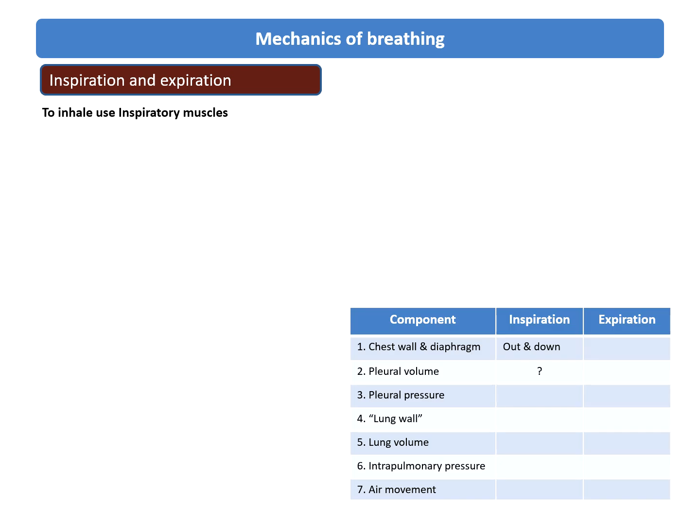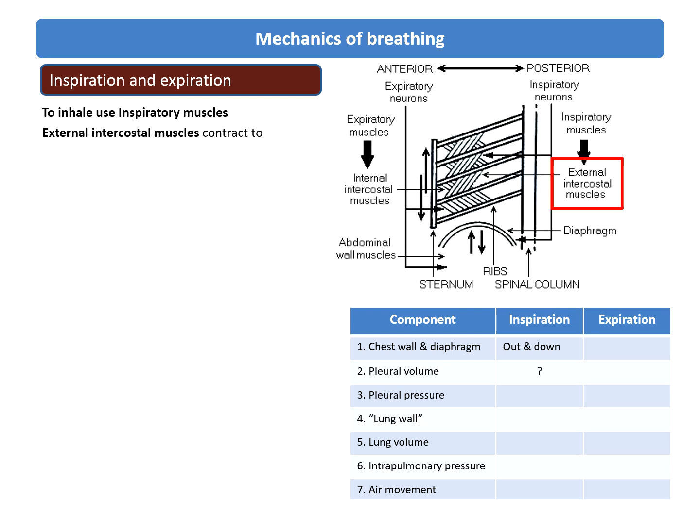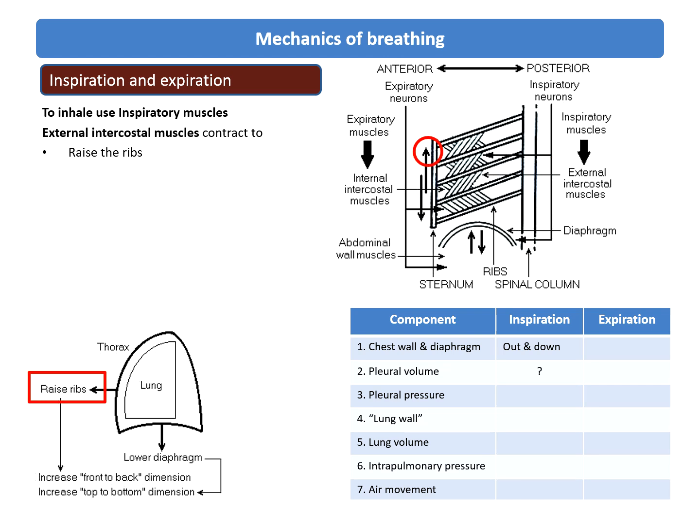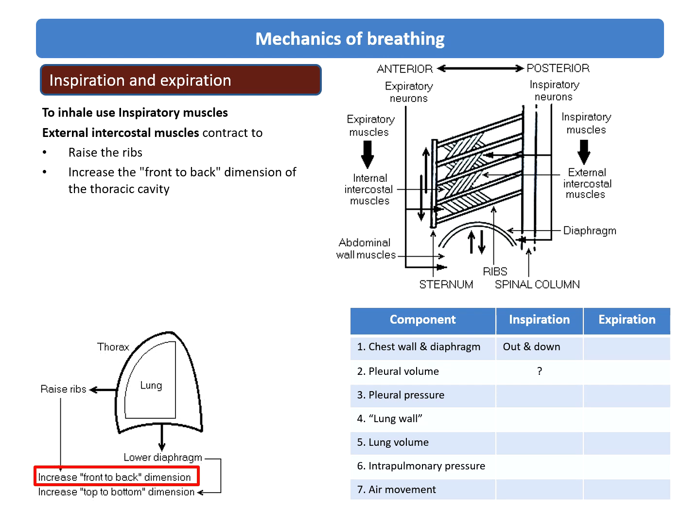Here's a table showing the steps involved in breathing. Now, this is quite a bit artificial because you don't really do it step by step. It's all one continuous motion. This will help you understand certain things. The external intercostal muscles will contract, and when they do that, they raise the ribs. They increase the front to back dimension of the thoracic cavity.